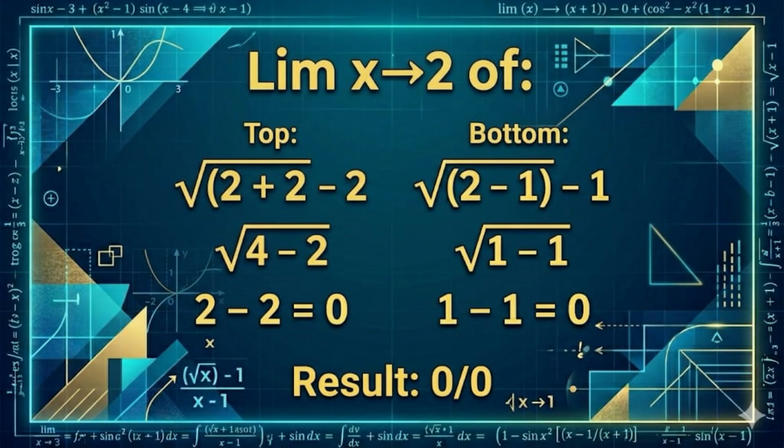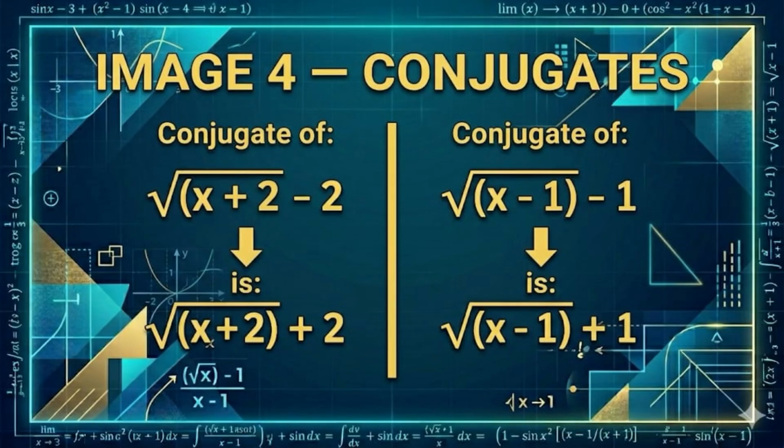This is called an indeterminate form, and when this happens, we can use rationalization. Now we find the conjugates. The conjugate of the square root of x plus 2 minus 2 is the square root of x plus 2 plus 2. The conjugate of the square root of x minus 1 minus 1 is the square root of x minus 1 plus 1. We use conjugates because they help eliminate the square roots after multiplication.